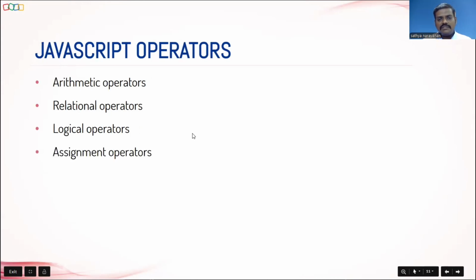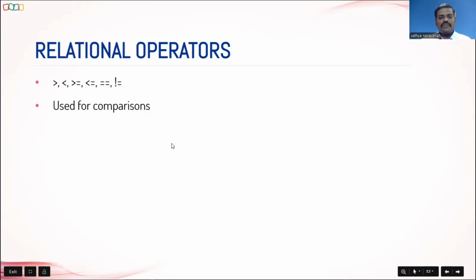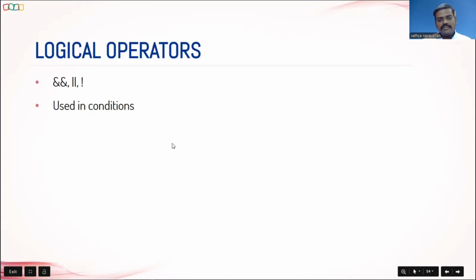JavaScript operators. In this slide, I have mentioned four operators: arithmetic operators, relational operators, logical operators and assignment operators. These four operators are used in JavaScript. Arithmetic operators are used for calculations, and relational operators are used for comparison between two variables or values. Logical operators are used in conditions: and, or, not.